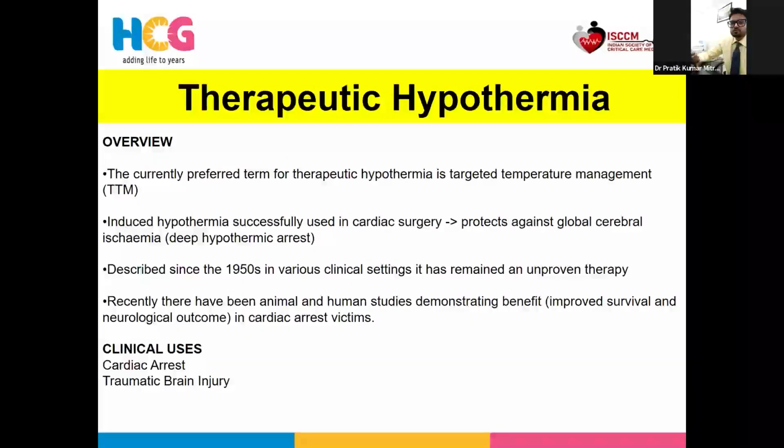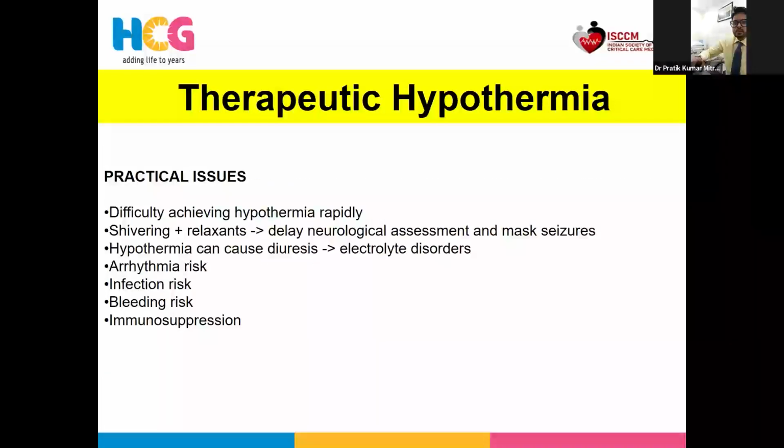Now the important topic is therapeutic hypothermia. At present this is called targeted temperature management. It is induced hypothermia, used successfully during cardiac surgery, sometimes during a cardiac arrest scenario, or in traumatic brain injury. As we have discussed, during hypothermia we have the risk of bleeding, infection, arrhythmias, and shivering.